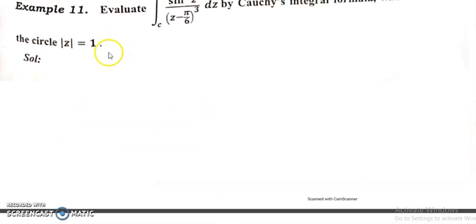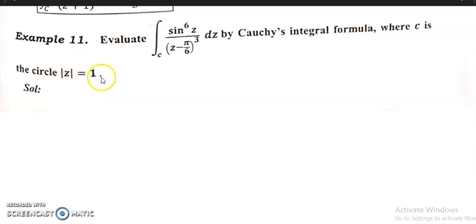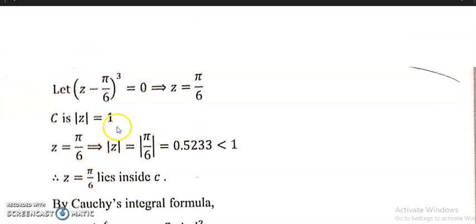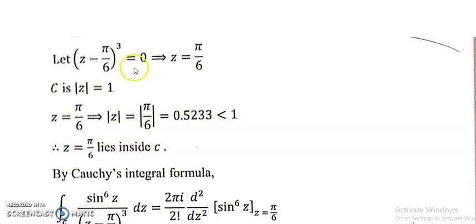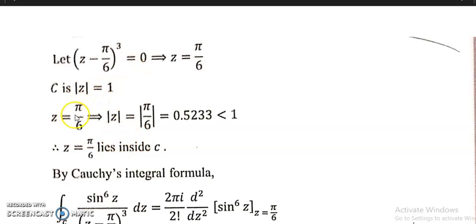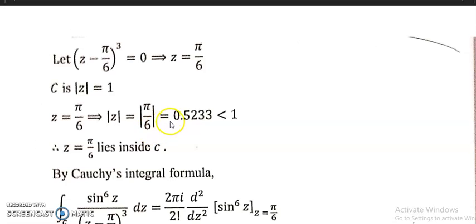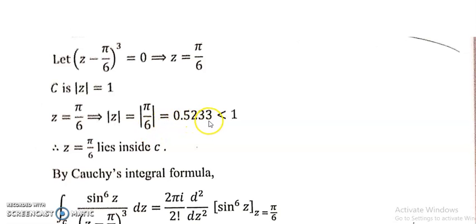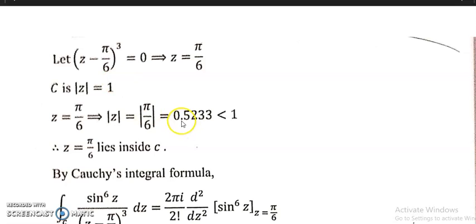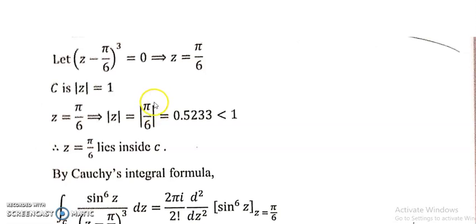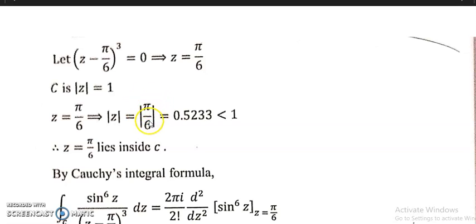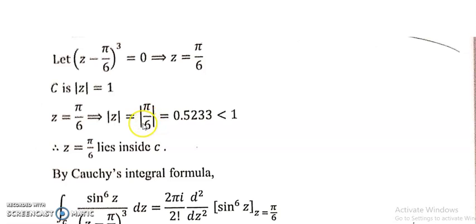Now what about the given circle? Given circle modulus z equal to 1. Let us substitute pi by 6 for z. So modulus z is modulus pi by 6, which is equal to 0.5233, which is less than 1. 0.5 is less than 1. So we say this particular point lies inside C. Here you take the pi value as 22 by 7. We take 22 by 7 by 6, you get this, and we say it lies inside C.